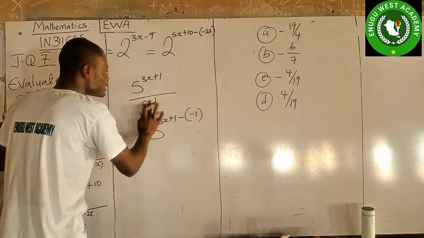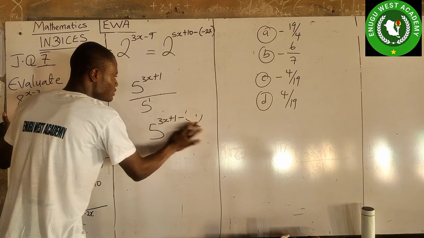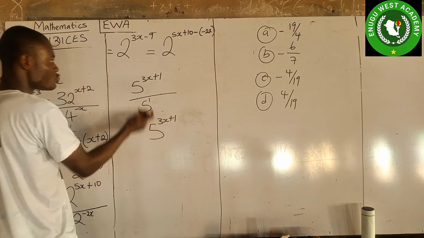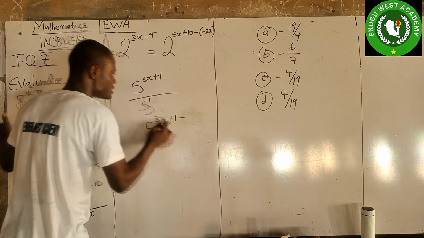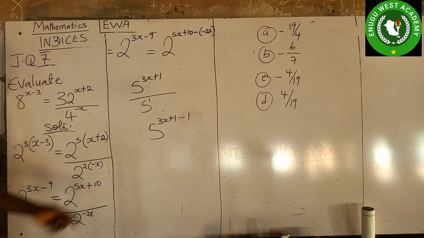But in a situation where you don't have any power at the denominator, you only have 5 power 1. Once you write the first power, 3x plus 1, division will change to subtraction. You now write only 1. But if at the denominator you have minus, you must indicate that minus. So now do you notice we now have 2, we now have 2.